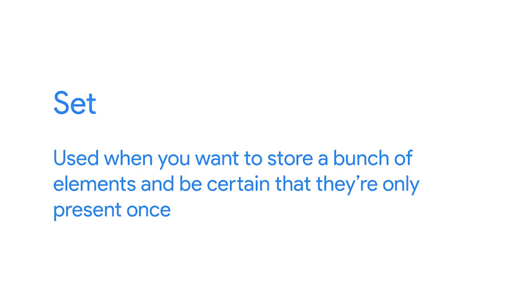There are even more data types available that we haven't checked out yet. One of these data types is a set, which is a bit like a cross between a list and a dictionary. A set is used when you want to store a bunch of elements and be certain that they're only present once. Elements of a set must also be immutable. You can think of this as the keys of a dictionary with no associated values. Or you could see it as a list where what matters isn't the order of the elements, but whether an element is in the list or not.